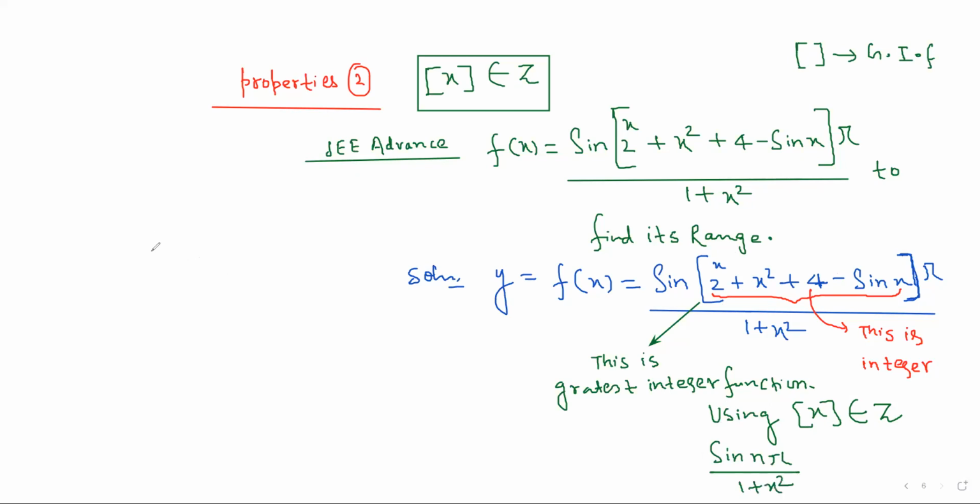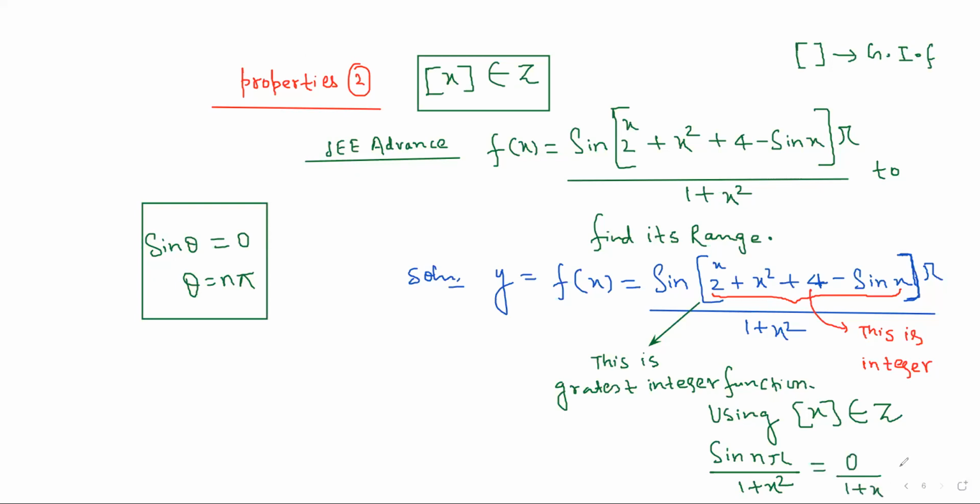और तुमको बेटा पता है ना कि sin theta 0 कब होता है, जब theta is equal to n pi. Okay, this is the class 11th standard formula of trigonometry. Sin theta is equal to 0, theta is equal to n pi. So sin n pi is what? 0. So 0 upon 1 plus x square is always 0. This is your answer.